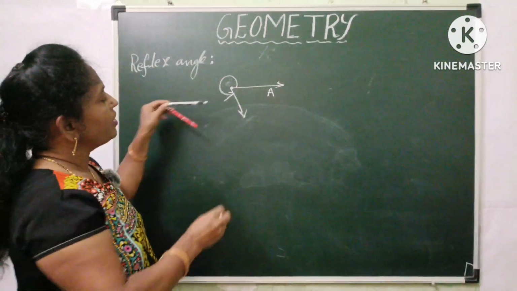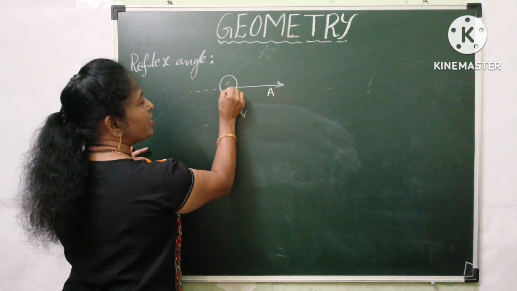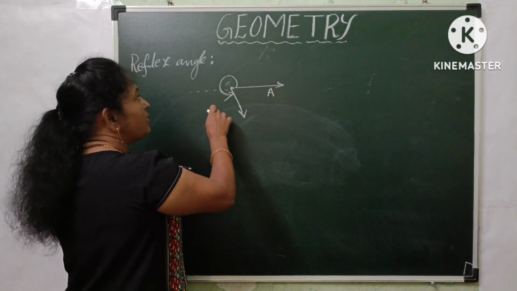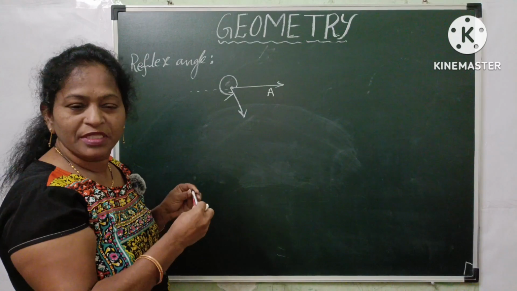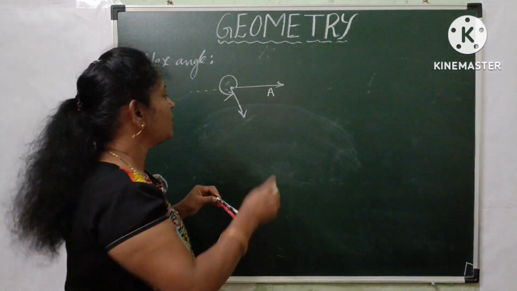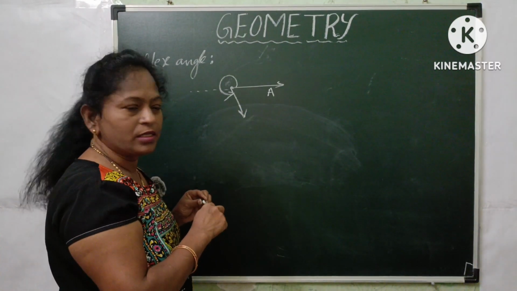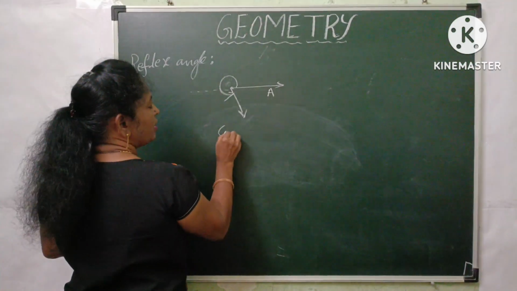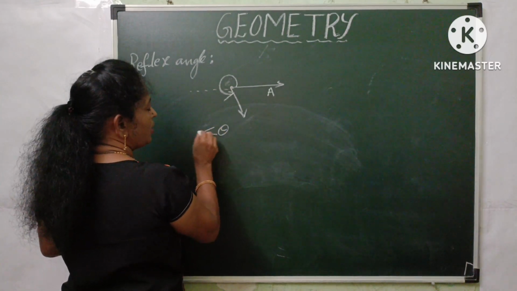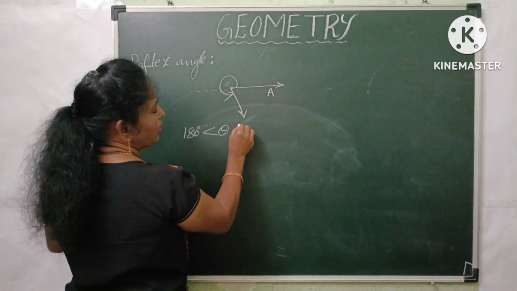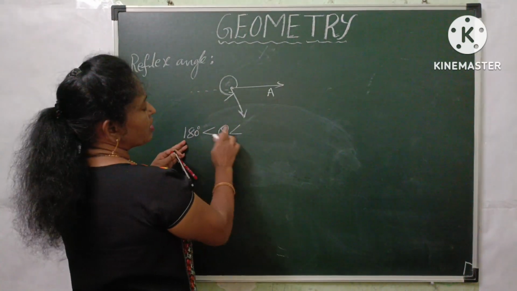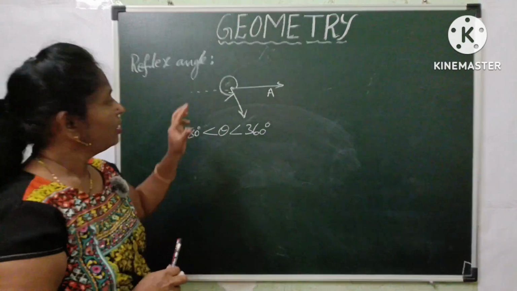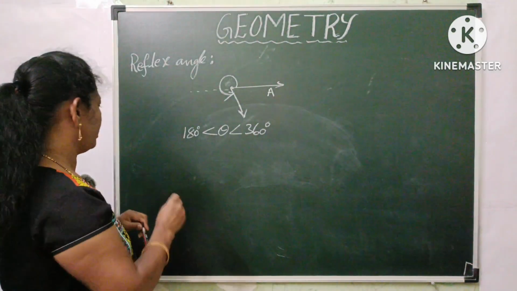The measure of the angle is more than 180 degrees and less than 360 degrees. The angle is called a reflex angle. Reflex means an angle more than 180 degrees and less than 360 degrees. Okay, and also in symbolic form: theta is an angle that is more than 180 degrees and less than 360 degrees, and it is called a reflex angle. Next, complete angle.